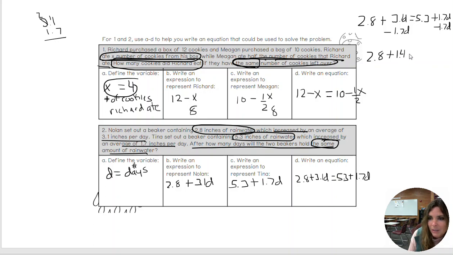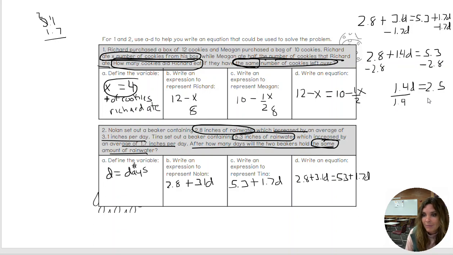Okay, so now we have 2.8 plus, when we subtract, 3.1 minus 1.7, we get 1.4d. So 1.4 times d equals 5.3. And then from there, we're going to minus the 2.8 from both sides. So we get 1.4d equals 2.5. And then from there, the d is being multiplied by 1.4, so we're going to divide by 1.4 on both sides. So let me grab the calculator.